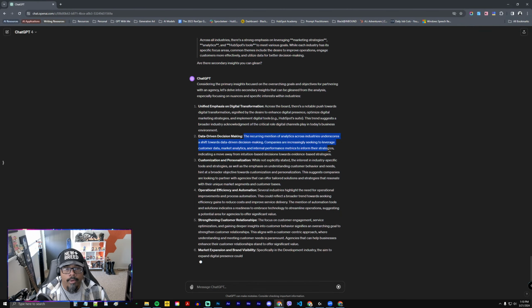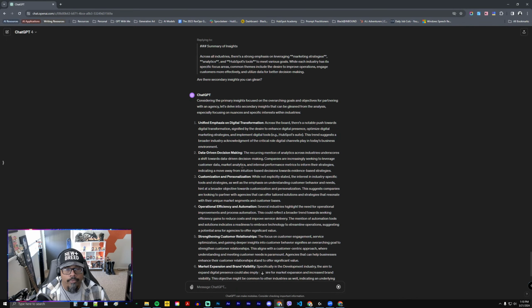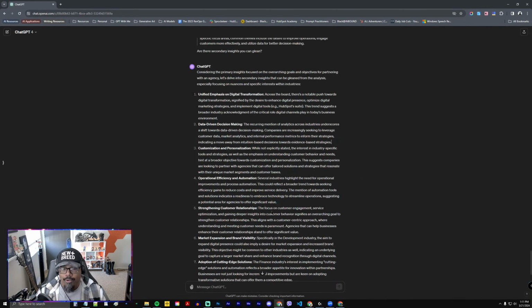Data-driven decision-making: the recurring mention of analytics across industries underscores a shift towards data-driven decision-making. Companies are increasingly seeking to leverage customer data, marketing analytics, and internal performance metrics to inform their strategies, indicating a move away from intuition-based decisions towards evidence-based strategies. That very nicely, in a very nice political manner, says more and more companies are leveraging AI, right? And they're leveraging the data within their portals. So this is that way to further leverage that data.